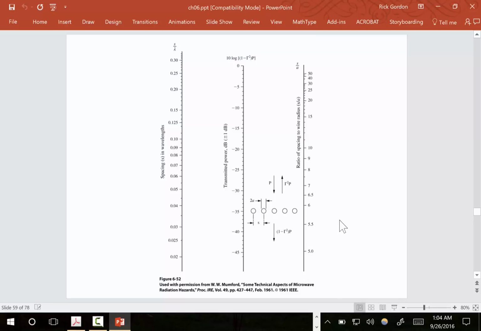And then finally, the last scale here gives us the ratio of the spacing to the wire radius, and that is S over A. S is the spacing and A is the radius. And the idea here of this problem is that if we have any 2 of these numbers, then we can find the third, because for any particular situation, all three will line up on a straight line. So again, if we're given any two of these, then we can predict what the third should be.